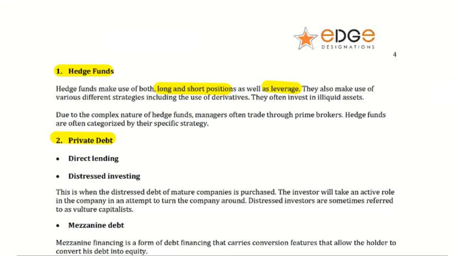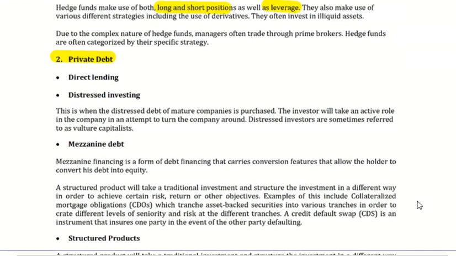Private debt. We've got various categories within private debt. Direct lending, lending money directly. Distressed investing, investing in the debt of companies when that company is not in a good way.